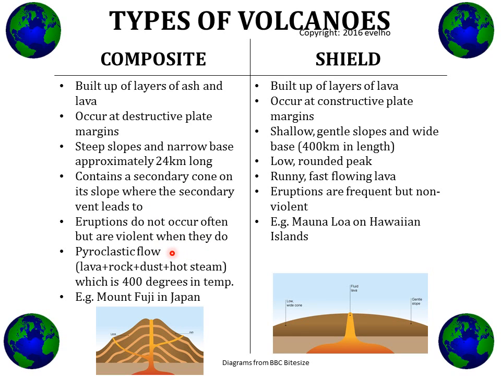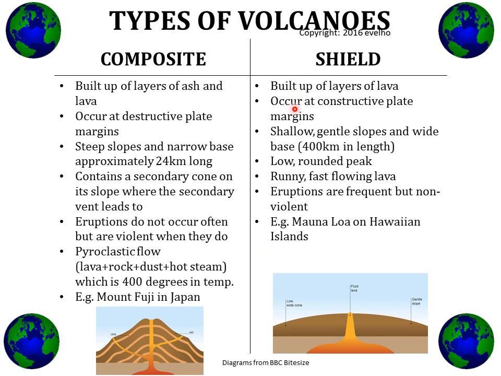They have a pyroclastic flow, which is about 400 degrees in temperature, and the pyroclastic flow is built up of lava, rock, dust, and hot steam. I don't think you actually need to know that in detail, but I think it's quite good to show off your knowledge to the examiner. An example of a composite volcano is Mount Fuji in Japan.